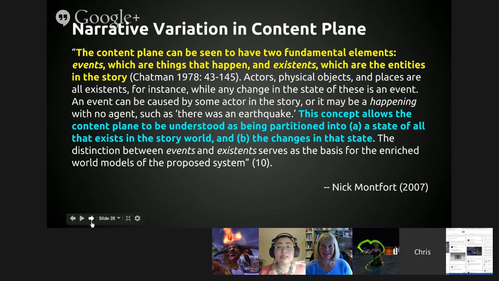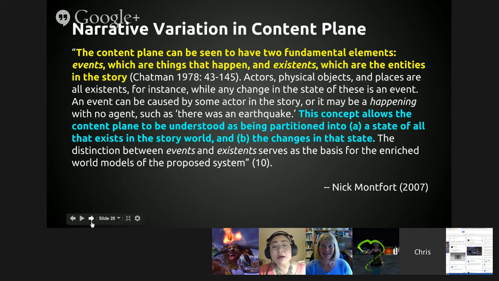Events, which are things that happen, and existence, which are the entities in the story. So existence, you know, harking back to existentialism, there's existence and there's the existentials, but anyway. Existence are actually things, or entities. Actors, physical objects, and places are all existence. While any change in the state of these is an event, so any change to them, that's when you call it an event. But actual things in the story world, those are existence.